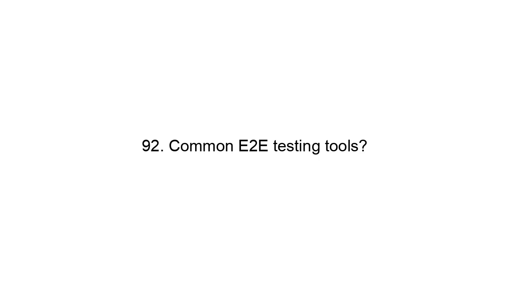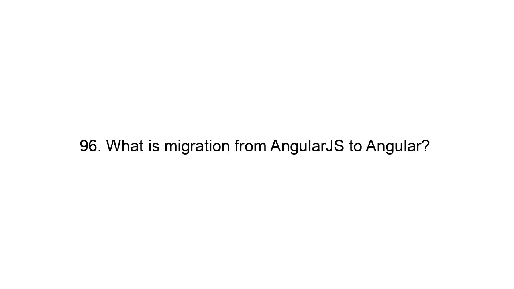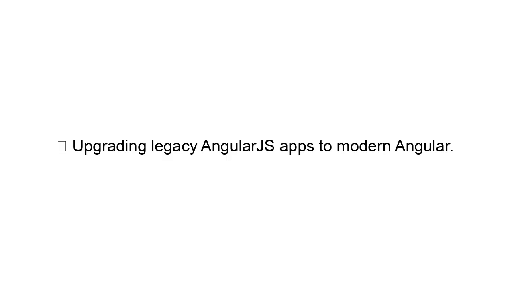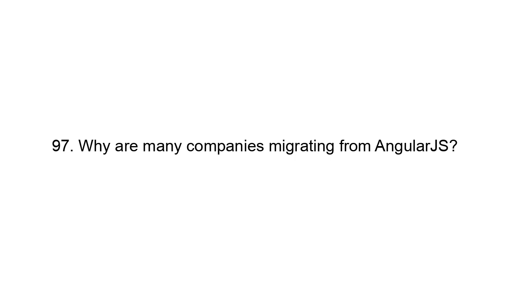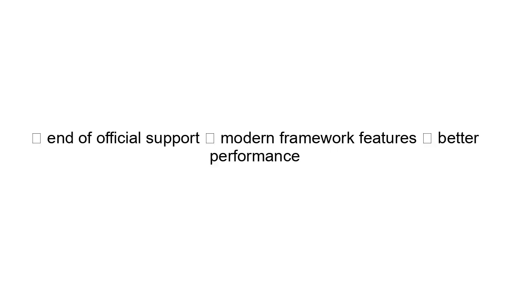92. Common E2E testing tools. Protractor, Cypress. 93. What is CI/CD? Automated build and deployment. 94. What is Bower? Legacy front-end package manager. 95. What is Grunt, Gulp? Task automation tools. 96. What is migration from AngularJS to Angular? Upgrading legacy AngularJS apps to modern Angular. 97. Why are many companies migrating from AngularJS? End of official support.